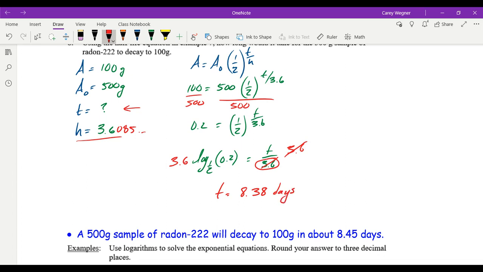Well, notice this answer here is different than the answer that I have written down there. Why do you think that might be? Pause the question, think about it, and then when you're ready with an explanation, we'll restart the recording. Well, if you guessed that this is based on the rounded value for the half-life, then you'd be right.